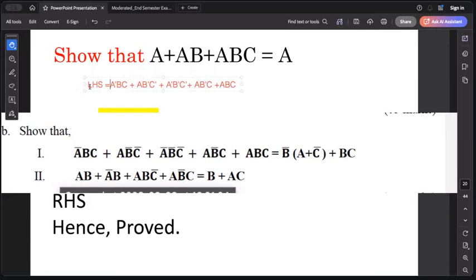My LHS is equal to A bar BC plus A B bar C bar, A bar B bar C bar, A B bar C plus ABC. Make sure you're copying the correct question. Before you start, please double check, so you don't need to waste time.